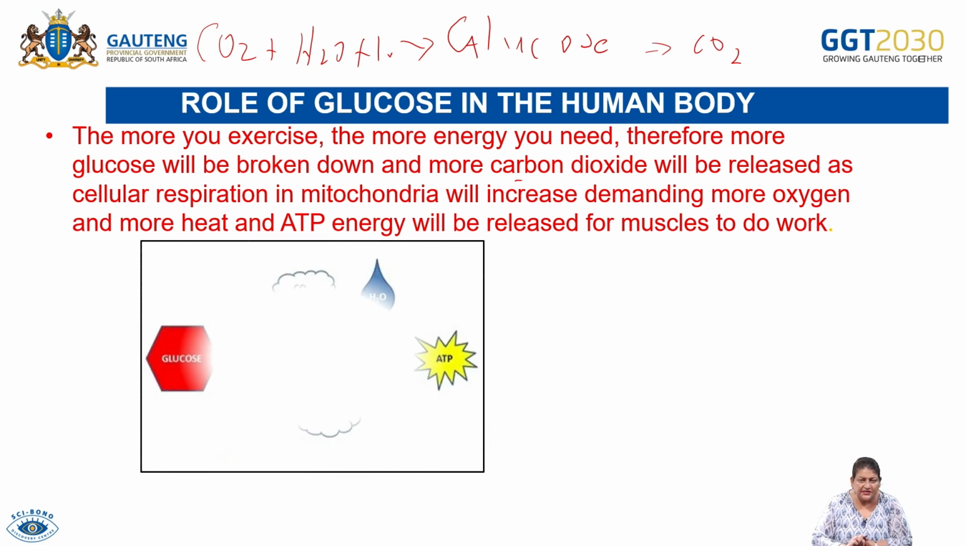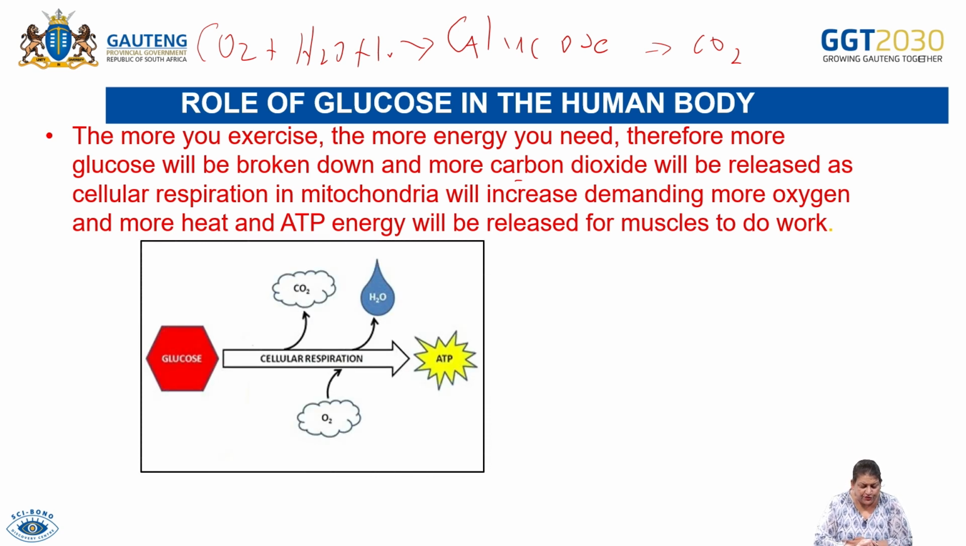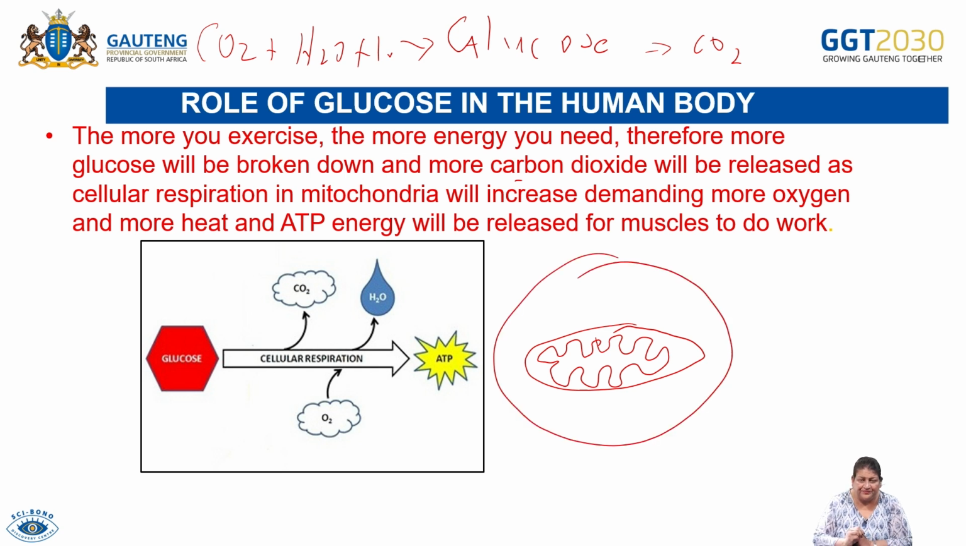So let us look at this little sketch over here. Here's your glucose molecule, and you can see that the glucose undergoes cellular respiration where? In your organelle called the mitochondria. Learners, this is tested right up to matric level. The mitochondria is the powerhouse of the cell.